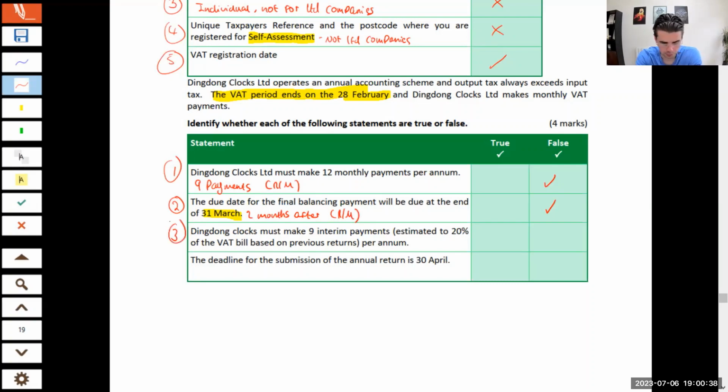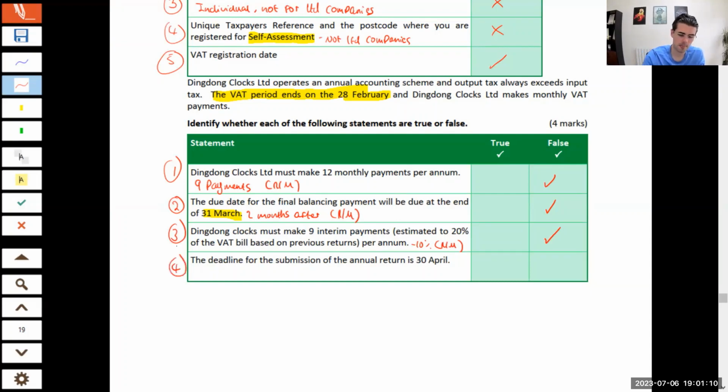Number 3, Ding Dong Clocks must make 9 interim payments, estimated to 20% of the VAT bill, based on the previous returns per year. Well spotted, Rob. Now again, check the reference material. Yes, they will make interim payments, but the interim payments are for 10%. That is false.